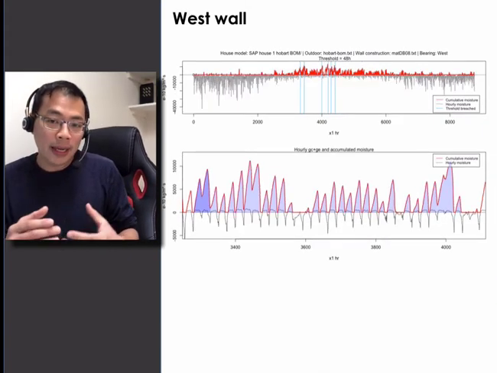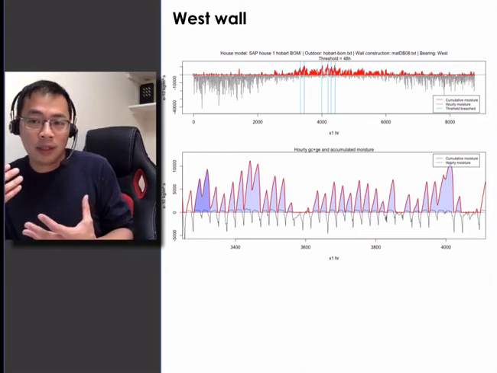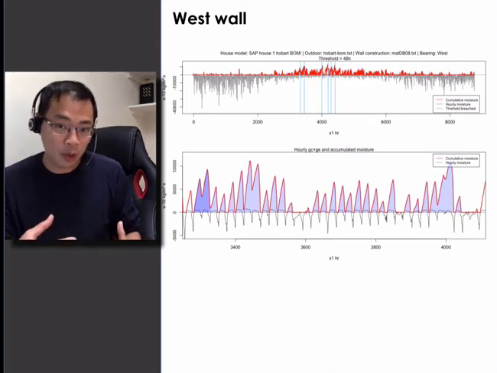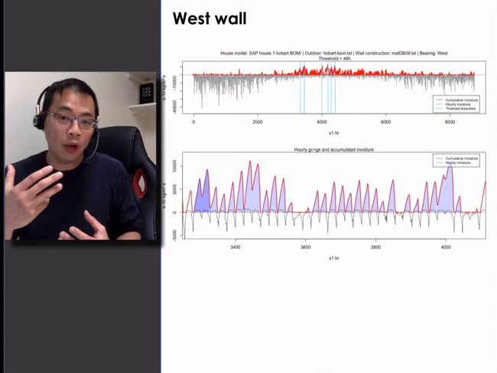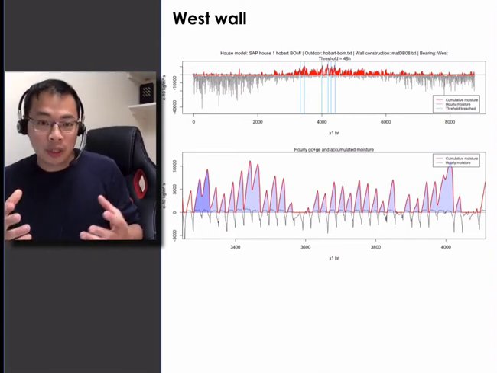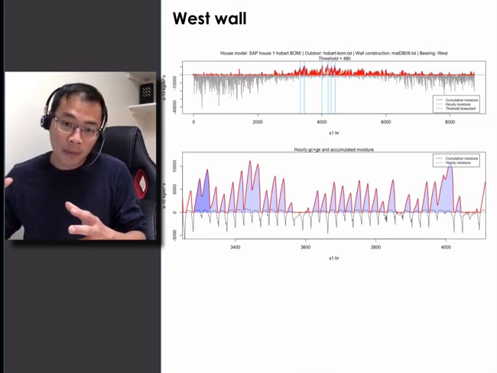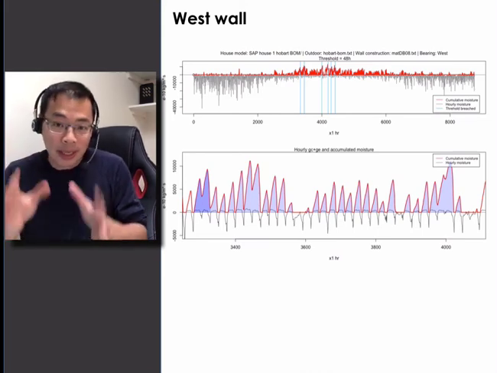And looking at the climate files, we can see that the times where the air temperatures are warmer are in the afternoon, and that also coincides with the time of the sun being on that western wall. As a result, there was a greater drying potential, and you had fewer instances where moisture persisted in that western wall.